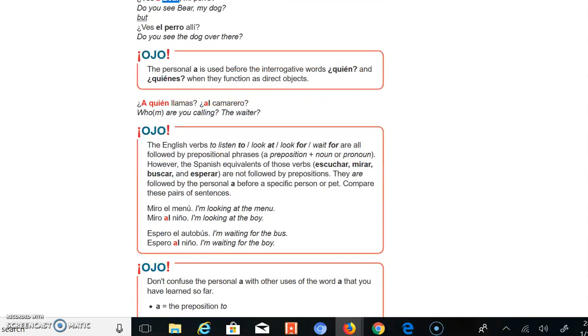Okay? So you can use the a before quien to mean to whom, or a quienes, meaning to whom when it's plural.